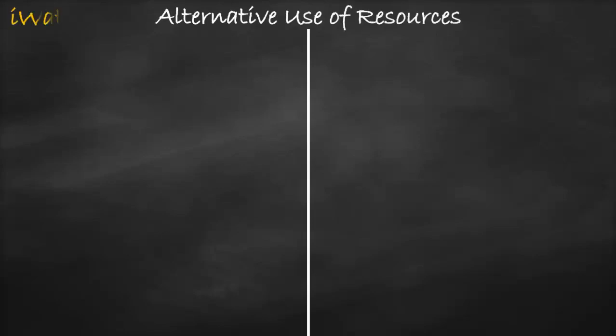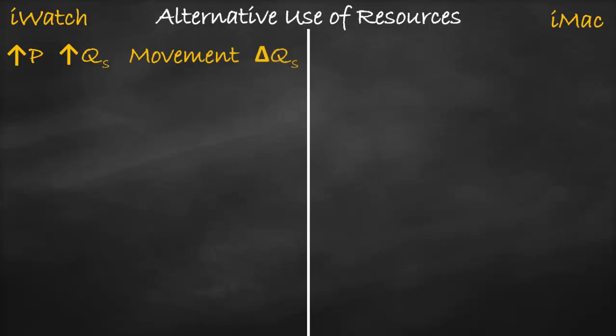Therefore, let's get an example. Let's assume that I have a machine that I could use to produce either iWatch or iMac. What will happen if the price of iWatch goes up? It means that we will produce more of iWatch, so the quantity supplied will be higher. So this means that it's a movement. Why? Because we have a change in quantity supplied.